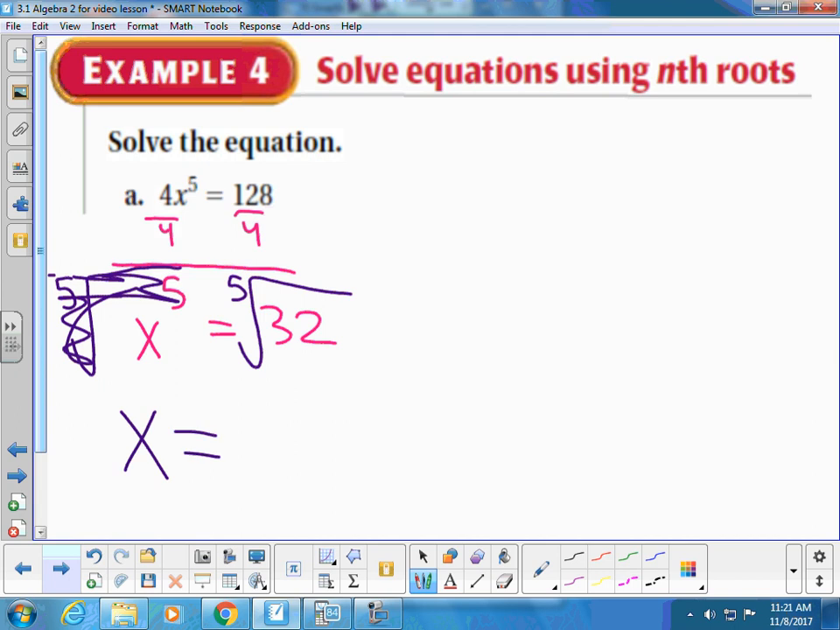All right, this is an odd radical, which means we only have one solution. And the fifth root of 32, if you need to type it in, do it. We just saw it a couple minutes ago. The answer is 2.